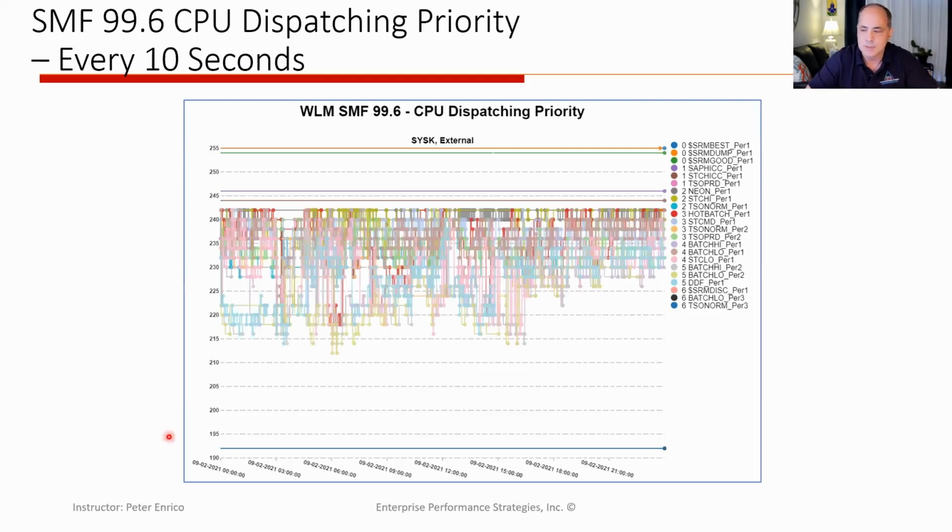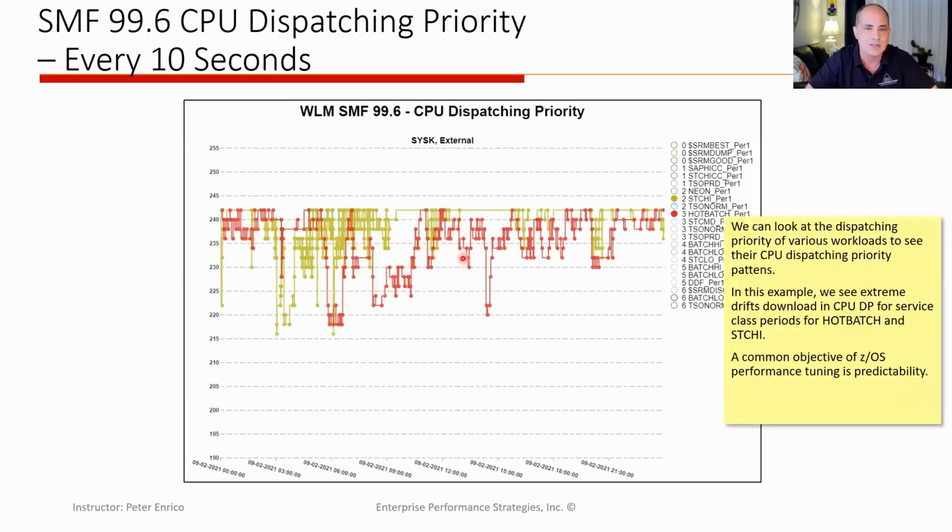What we're looking at on this particular slide is the SMF CPU dispatching priority of the workload every 10 seconds. So it looks like a big old gobbledygook because we're looking at 24 hours worth of data here. And what we see here is each service class period that has been defined, and we can see how the dispatching priorities go up and down. When you look at it like this, it's interesting, but then we can look at what's just this one period? How's its dispatching priority changing? How's the dispatching priority changing for this period versus another period?